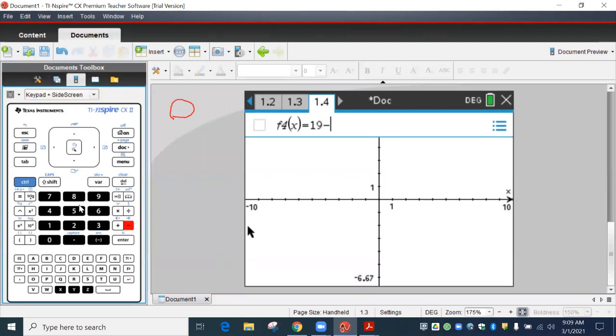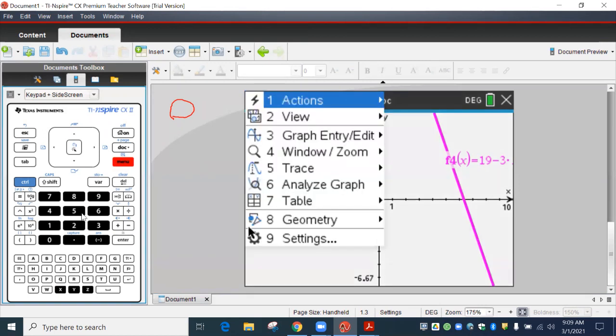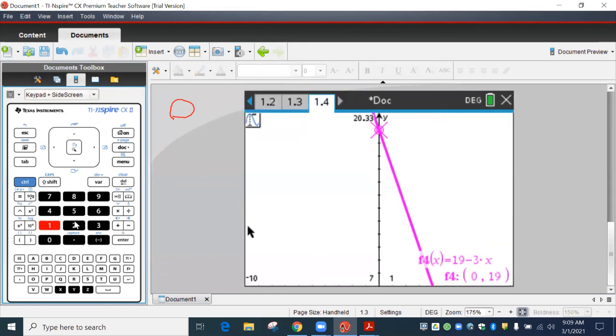minus 3x. Hit enter. Okay, so once you hit enter, you always hit what? Menu 5.1. Now make sure you hit enter before you hit menu 5.1, because if you don't hit enter, it actually erases everything. So hit enter and then hit menu 5.1. All right, and then this is not an answer. So we have to look back at our paper. What do you see?